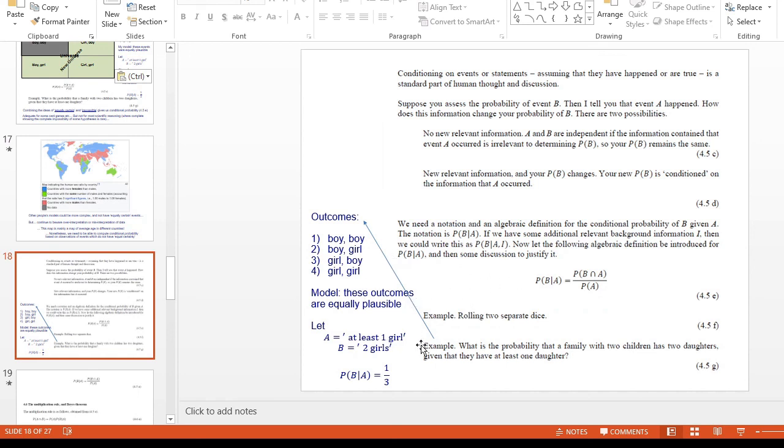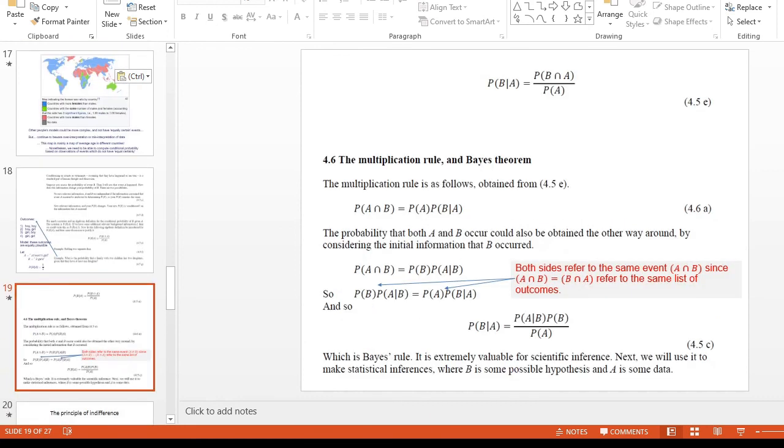Anyway, so for the example in 4.5g of how conditional probability is processed, you should be able to follow the slides, see how that plugs into the conditional probability equation 4.5e, and gets you a third for your example of does a family have 2 daughters.